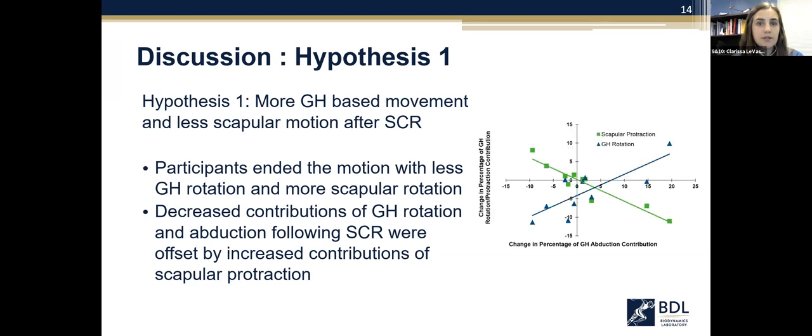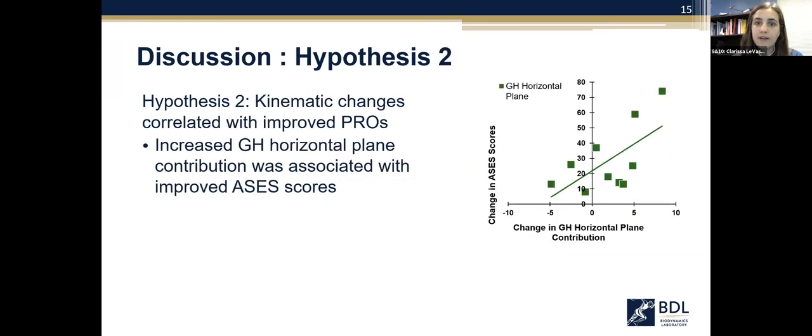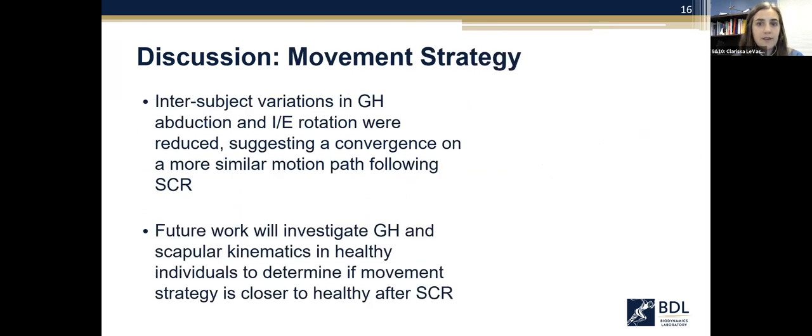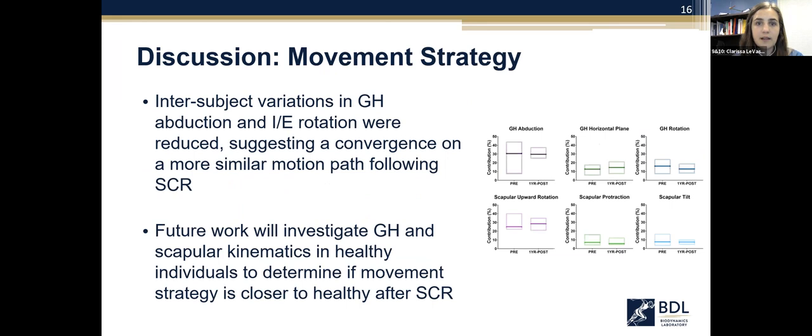Additionally, decreased contributions of glenohumeral abduction were offset by increases in scapular protraction and decreases in glenohumeral rotation. However, our second hypothesis was supported since an increase in glenohumeral horizontal plane motion was associated with improved ASCS scores. Additionally, we found that intersubject variations in glenohumeral abduction and internal external rotation were reduced following SCR, suggesting a convergence on a more similar motion pattern following surgery. However, without healthy controls, we are unable to determine if this movement strategy replicates healthy kinematics or an altered one.